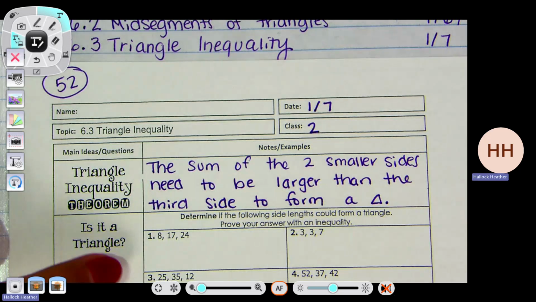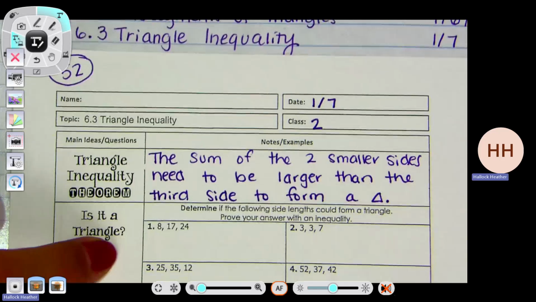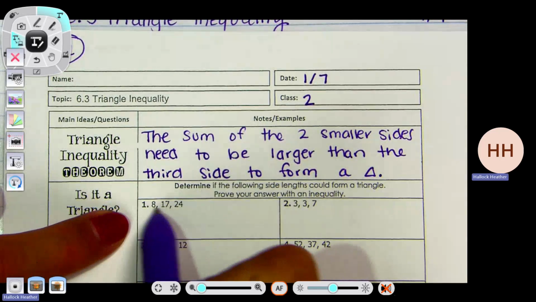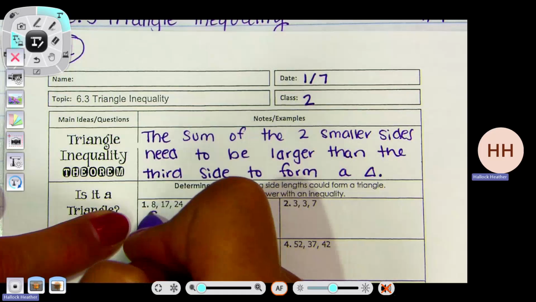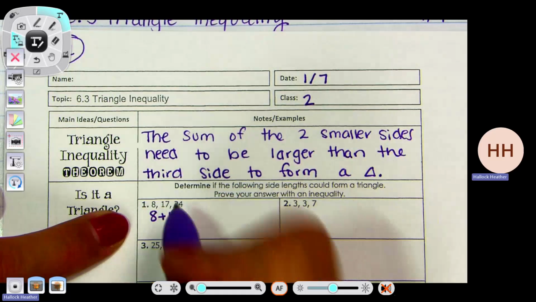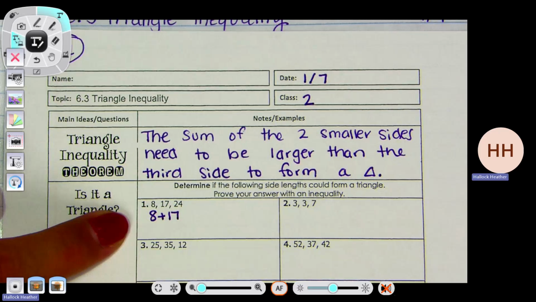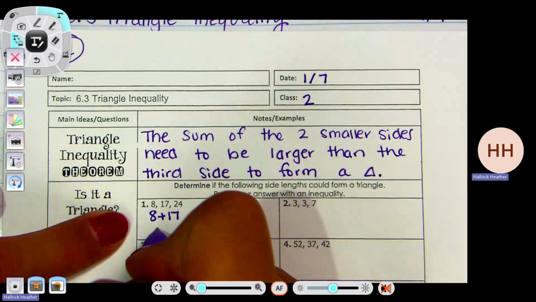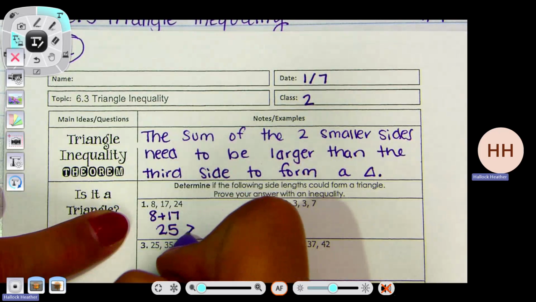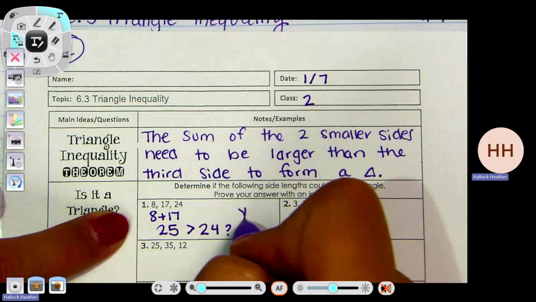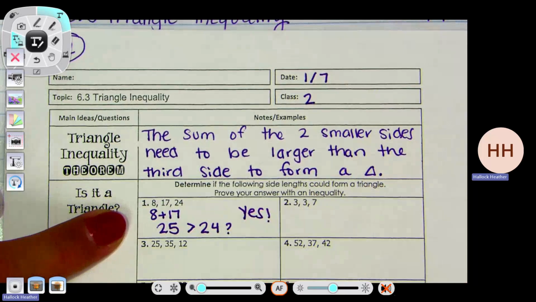So for numero uno, what are the two smaller numbers? 8 and 17. If you take 8 and 17 and we add them together, I'm going to show the math just for the first one. I'm taking the two smaller numbers, I add them together. How much do I get? Okay. We get 25. Is 25 more than 24? Yes, it is. So that means that those three numbers would form a triangle together.